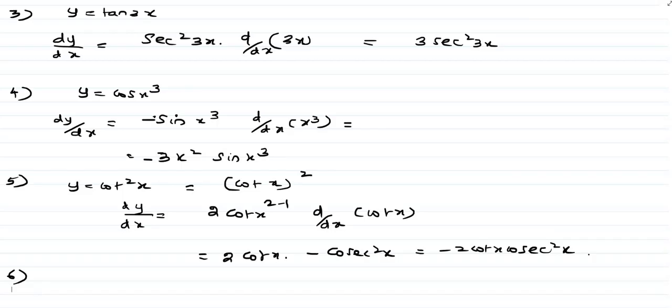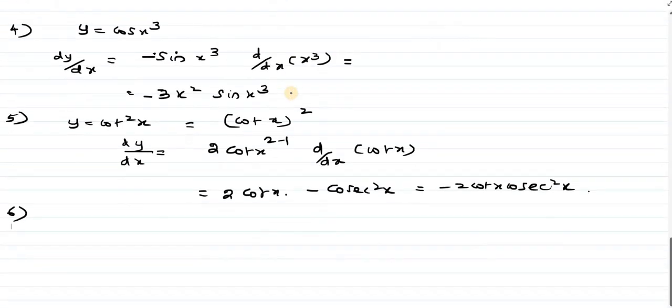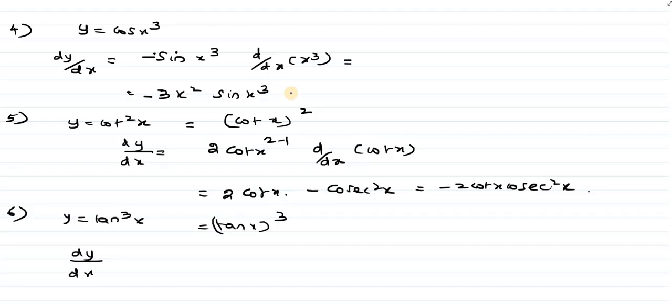Next one is what? Next, the sixth one is tan cube x. Straightforward, but for your practice, you have to do it. Here the power is what? Tan x to the power 3, correct? Function power is 3. So first we need to differentiate the power. So 3 tan square x, okay? So 3 tan square x into d by dx of tan x, which we need to differentiate.